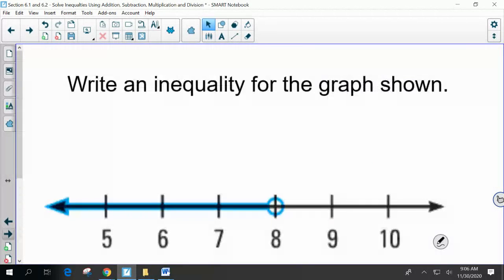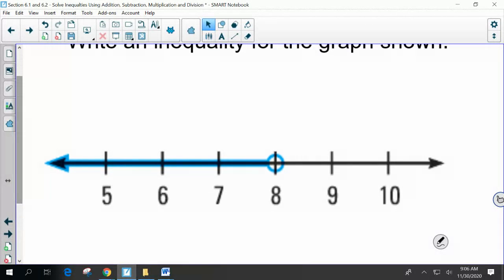Okay, so if you look at the next one, same process. I'm going to start with an X. It's going left. So I have what symbol? Less than, and then my number is 8.